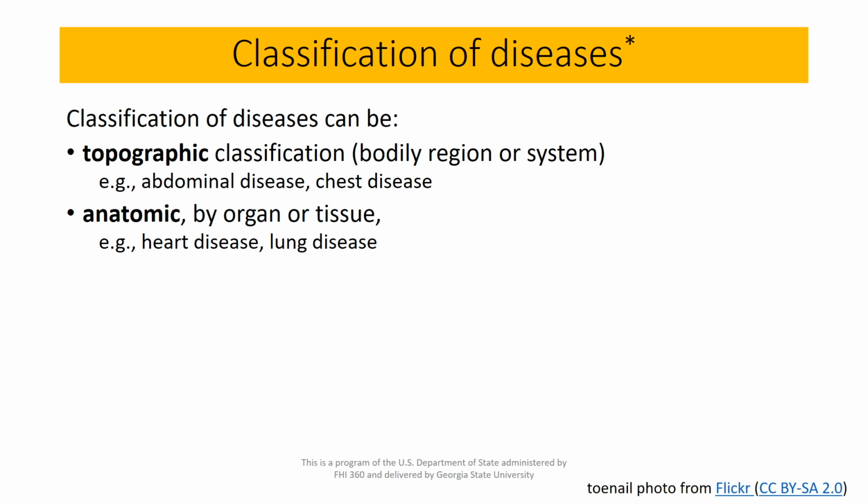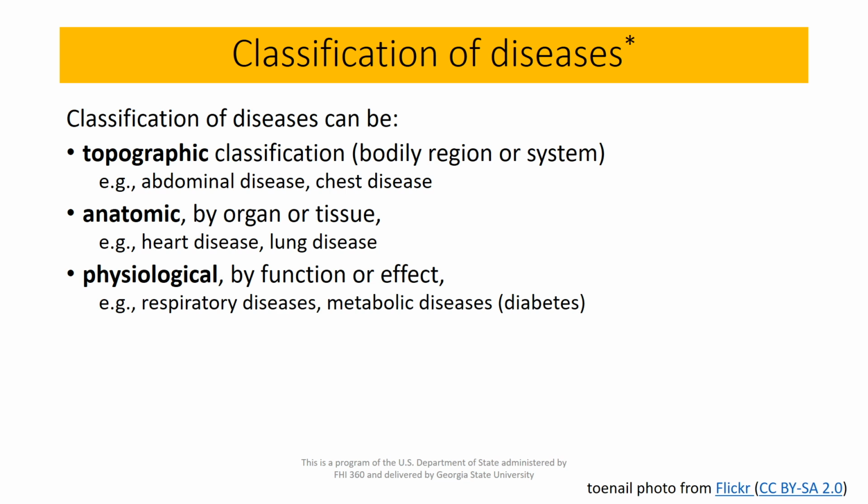You can have an anatomic classification, which is a classification by organ or tissue. For example, you have heart disease or lung disease. Another type of classification is the physiological classification, which is by function or effect. You have respiratory disease or metabolic disease, such as diabetes, for example.